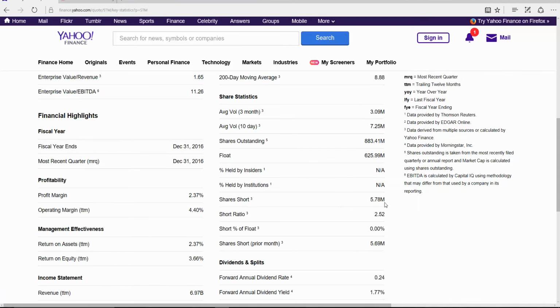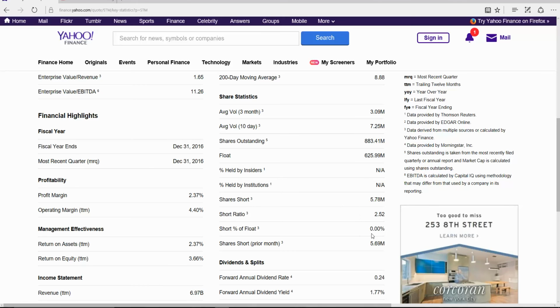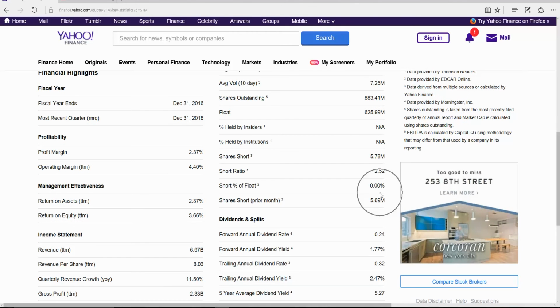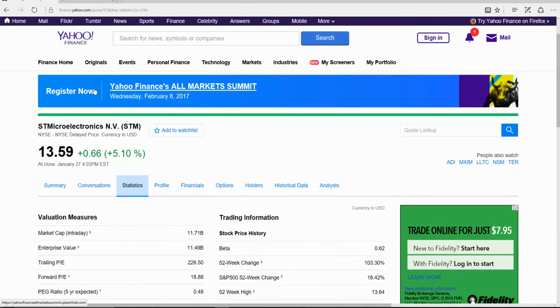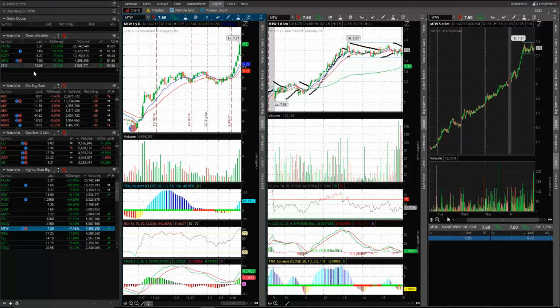It has 5 million shares available to short. And according to this, it doesn't seem like anybody's holding shares. I don't know how true that is, but that's what it says. But this looks like tomorrow I would be watching to short this. Okay, this absolutely goes on the watch list.